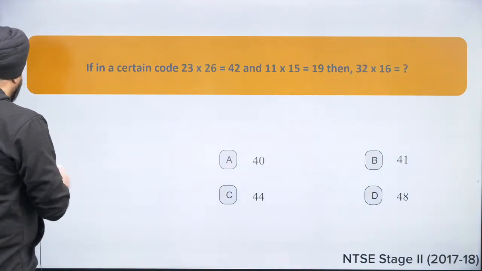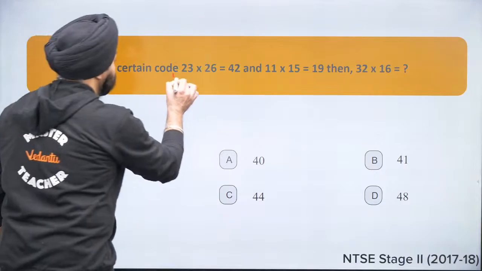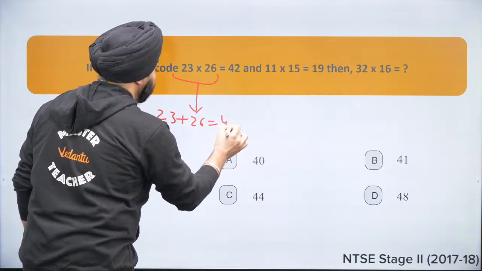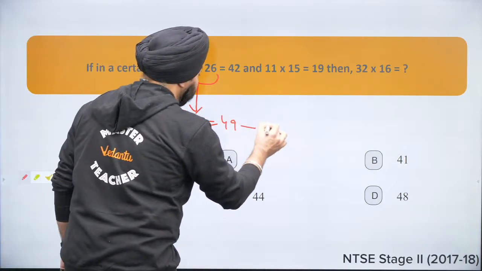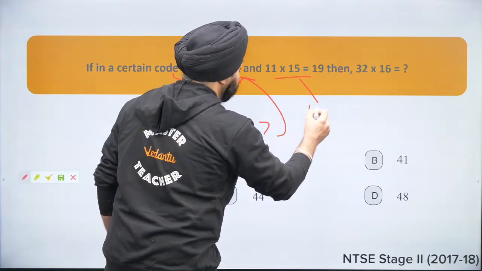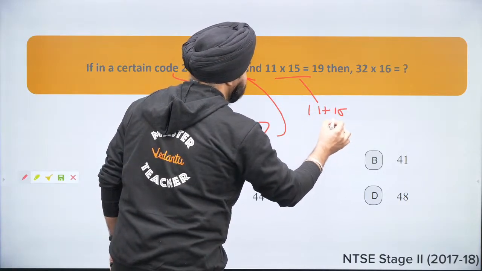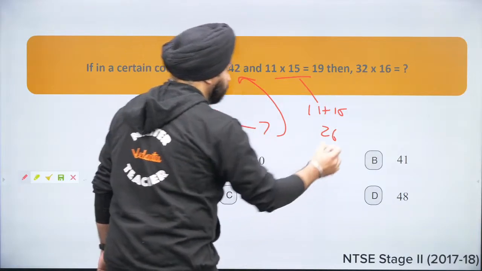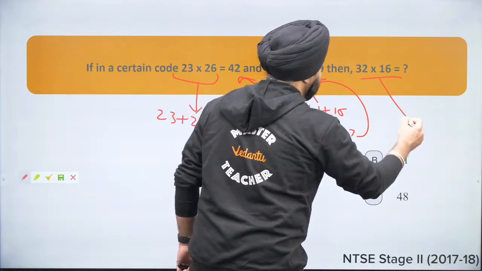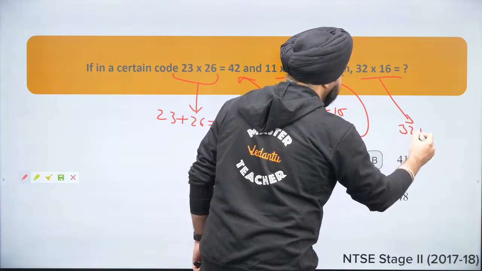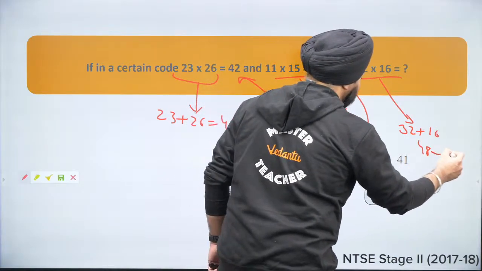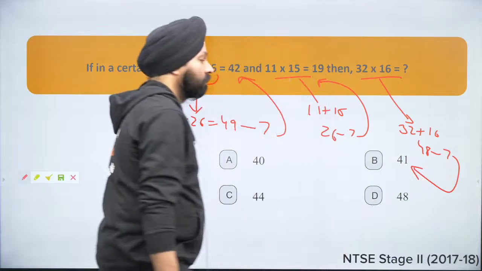बिल्कुल सही है. बच्चे देखिए बहुत आसान question है ये. What is 23 plus 26? 23 plus 26 is 49. You subtract 7 from that, you land up at 42. 11 and 15. What is 11 plus 15? So that is 26. You subtract 7 from that, you land up at 19. 32 and 16. You add these, 32 and 16. So what's their total? That is 48. And you subtract 7 from that, you land up at 41.